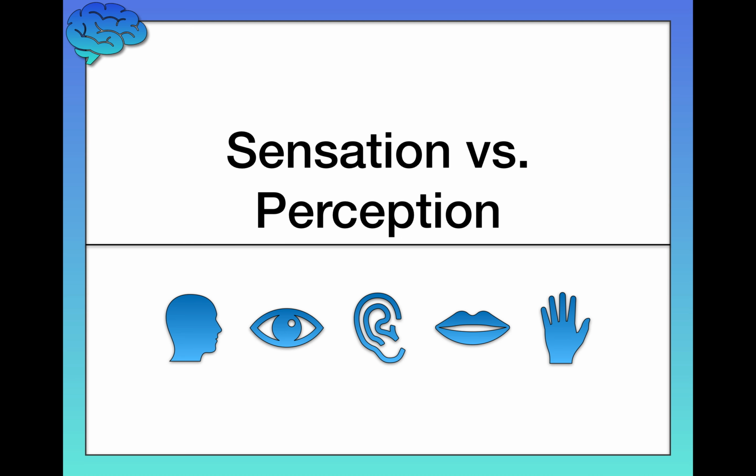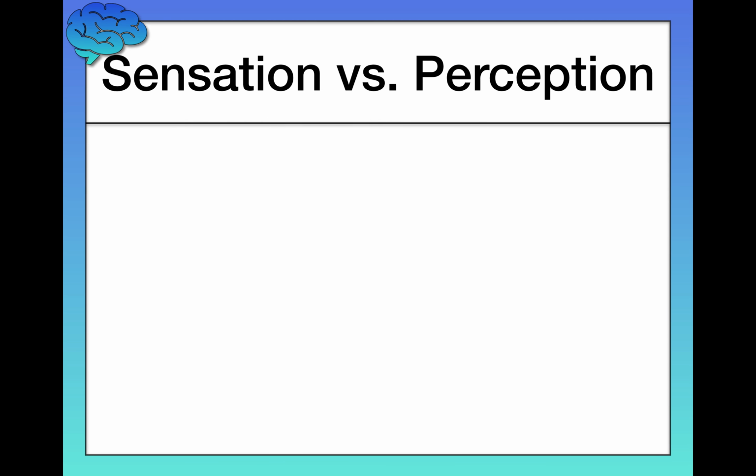In this video, we're going to begin a series of videos all about sensation and perception, the ways in which we sense and perceive. And I'm going to start this video by contrasting sensation and perception because these are two very different terms. They're related, but they refer to different sorts of processes in the brain.